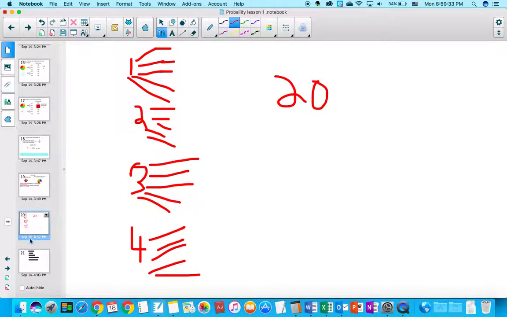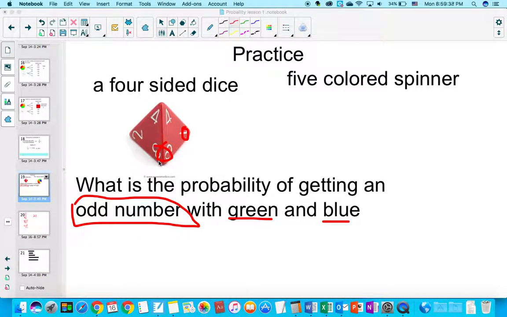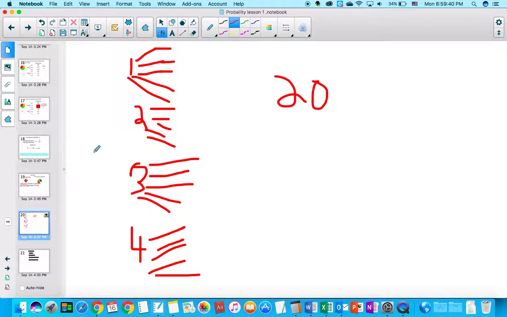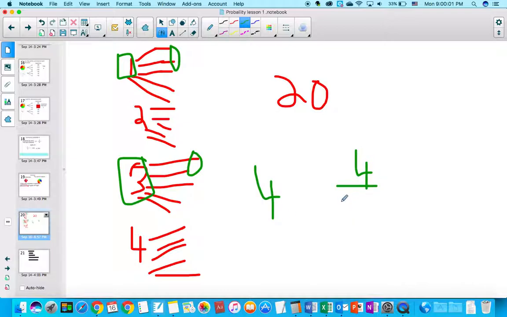Well, how many outcomes? So we have our total. How many outcomes are odd with green and blue? Well, first off, we want to pick our odd numbers, so I'll pick green for the ones we're looking for. So we're looking at this guy and this guy. And green and blue are 2 colors, right? So we'll take 2 and 2, which would make it 4. So in total, we have 4 outcomes we're looking for. So our calculation will become 4 over 20.